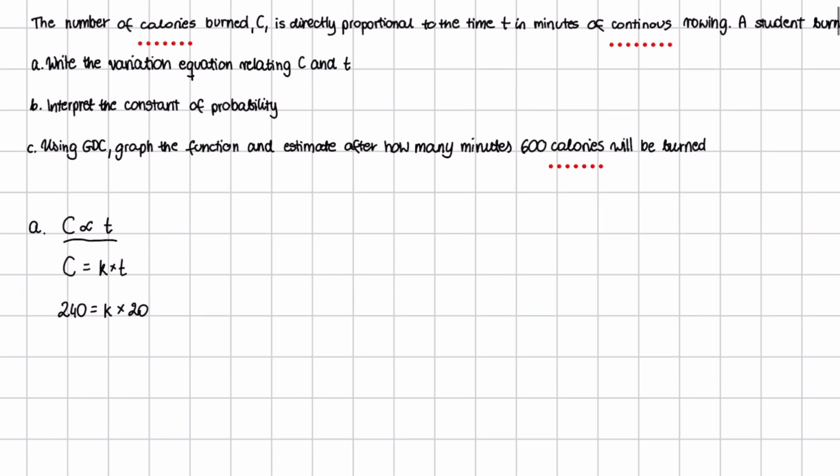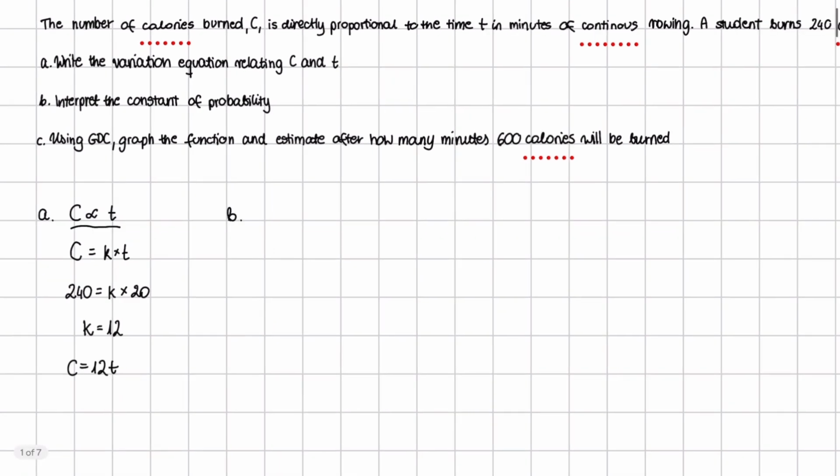And from this, you can solve it in your GDC solver, and K is equal to 12, so our C is 12T. In B, we have to interpret the constant of proportionality. So in other words, we have to interpret our 12 that we already found.